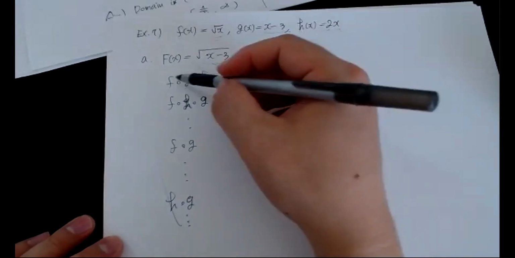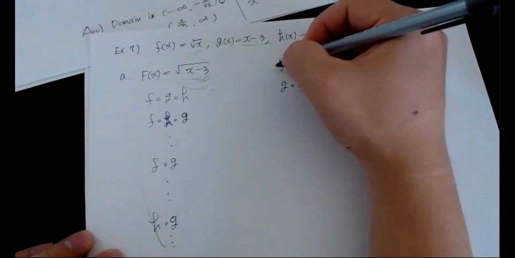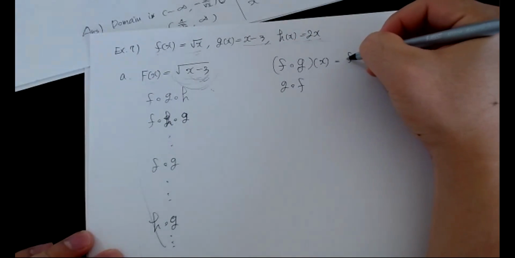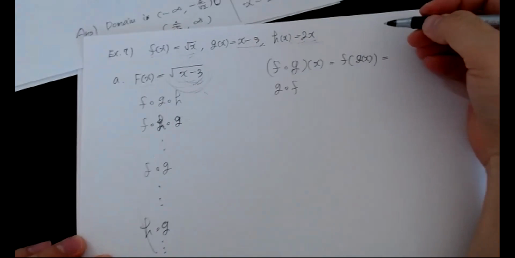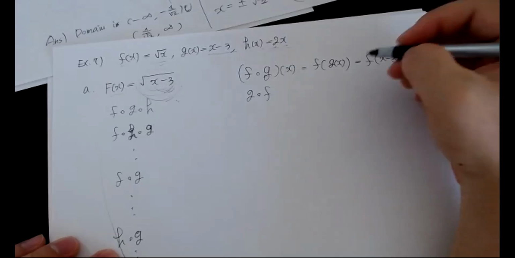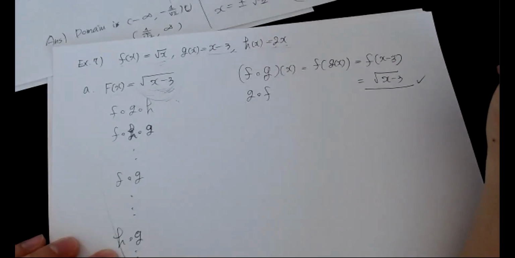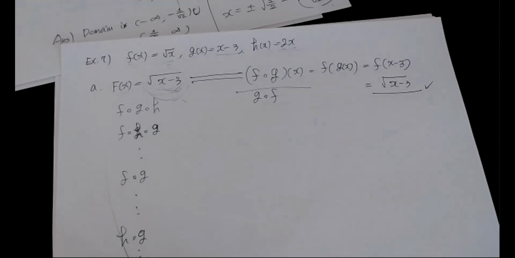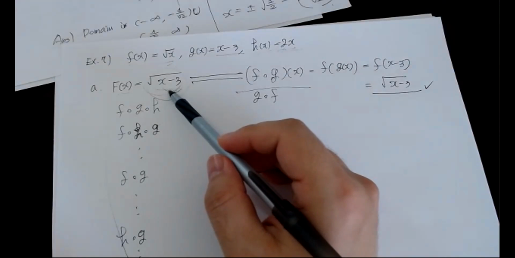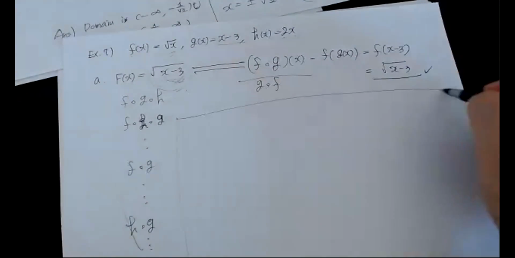Since the possibilities are reduced to just two, let me do this. f after g is f of g of x, right? g of x is x minus 3, so this is equal to f of x minus 3, which is the square root of x minus 3. So we got it. This is f after g. We can get the square root of x minus 3 by composition of f and g. Similarly, we can do b and c.